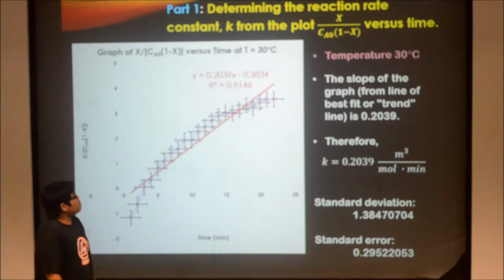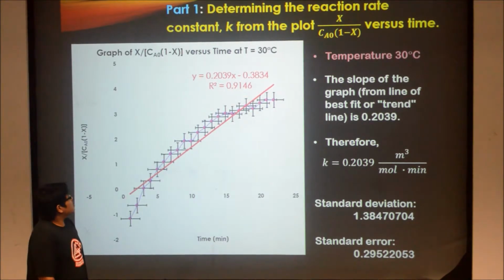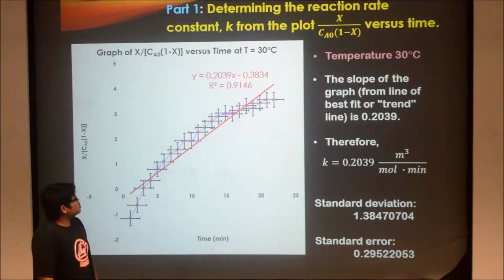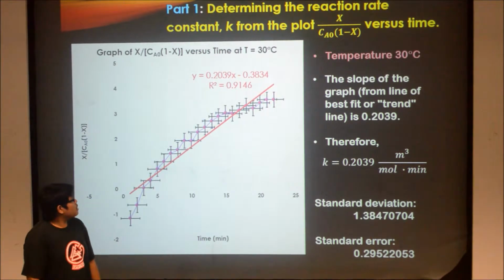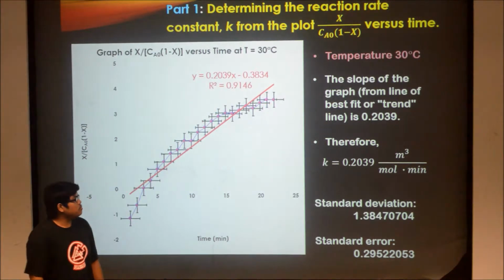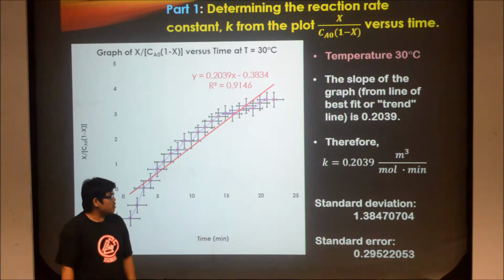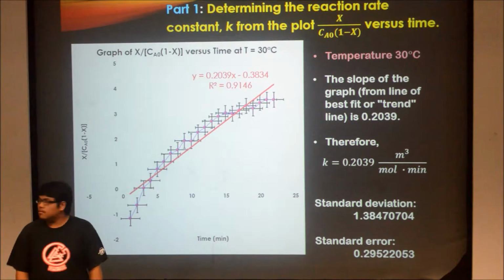From the plot, we obtain the line of best fit and the equation of the straight line, y equals 0.2039x minus 0.3834, and we know that the gradient of the straight line corresponds to the value of K. Therefore, the value of K we obtained is 0.2039 meter cube per mole minute, and the standard deviation of this plot is 1.38 and the standard error is 0.295. Next.